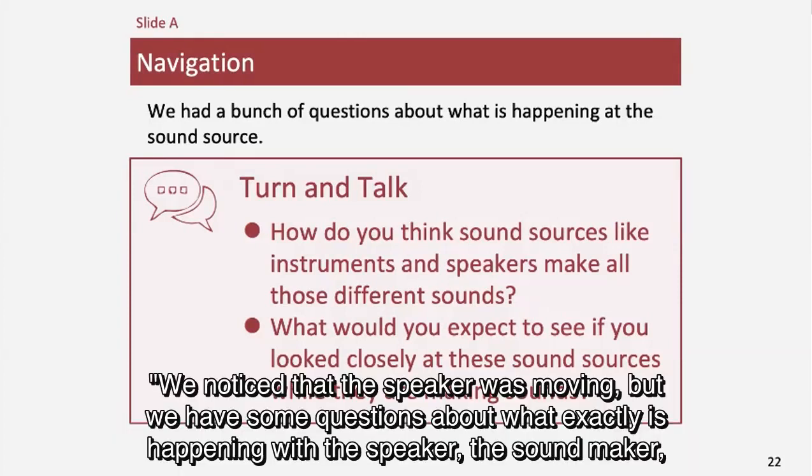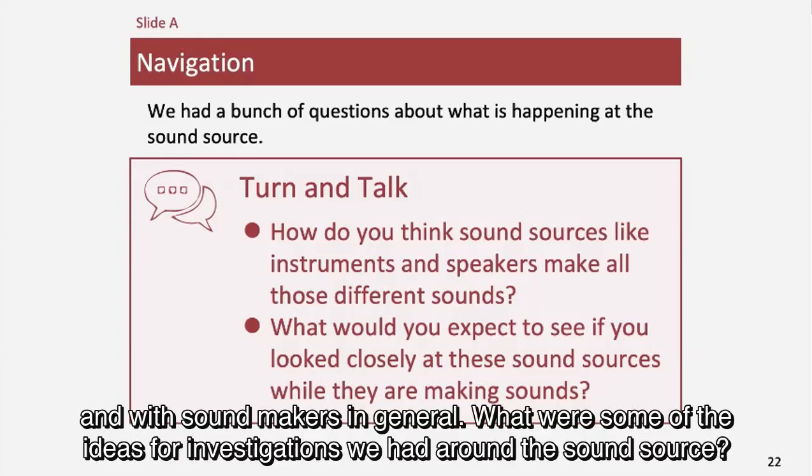We noticed that the speaker was moving, but we have some questions about what exactly is happening with the speaker, the sound maker, and with sound makers in general. How can all those different sounds be made? What were some of the ideas for investigations we had around the sound source?